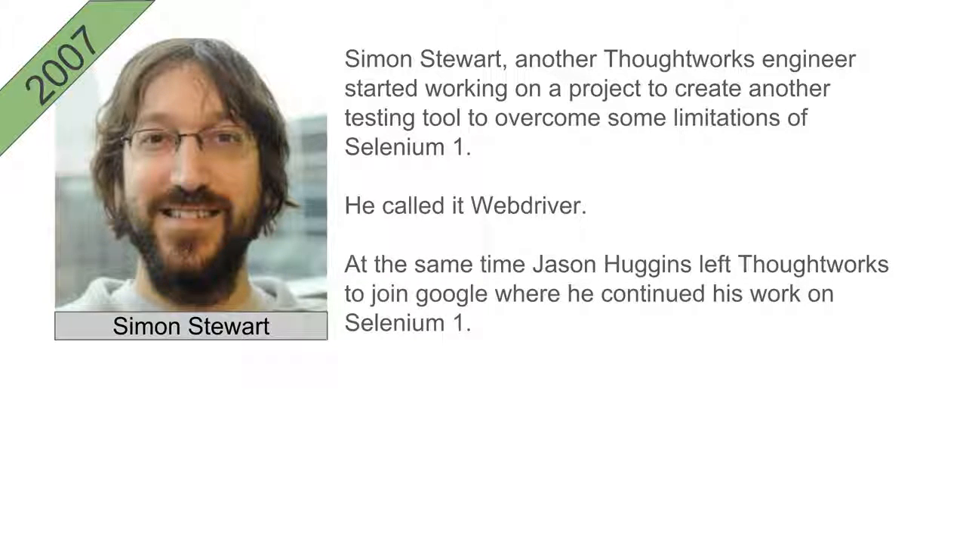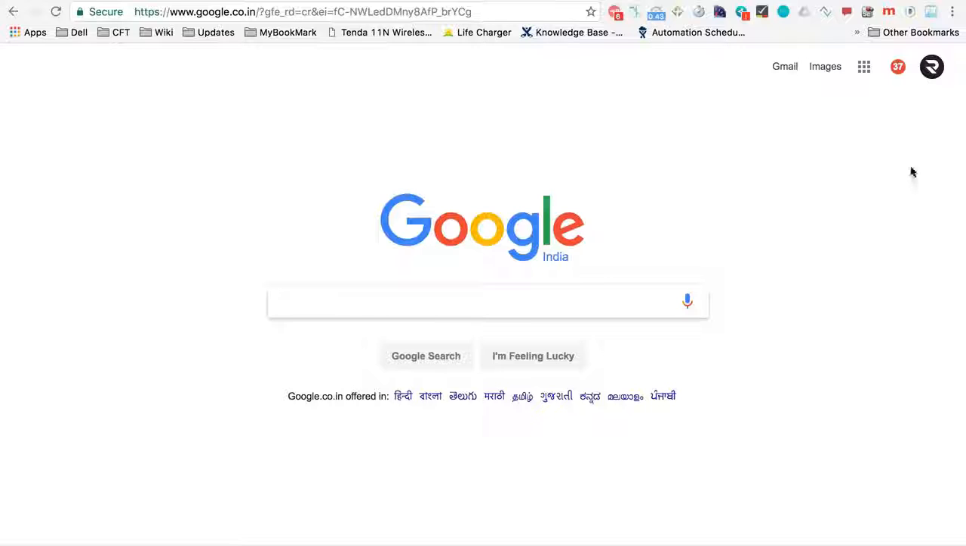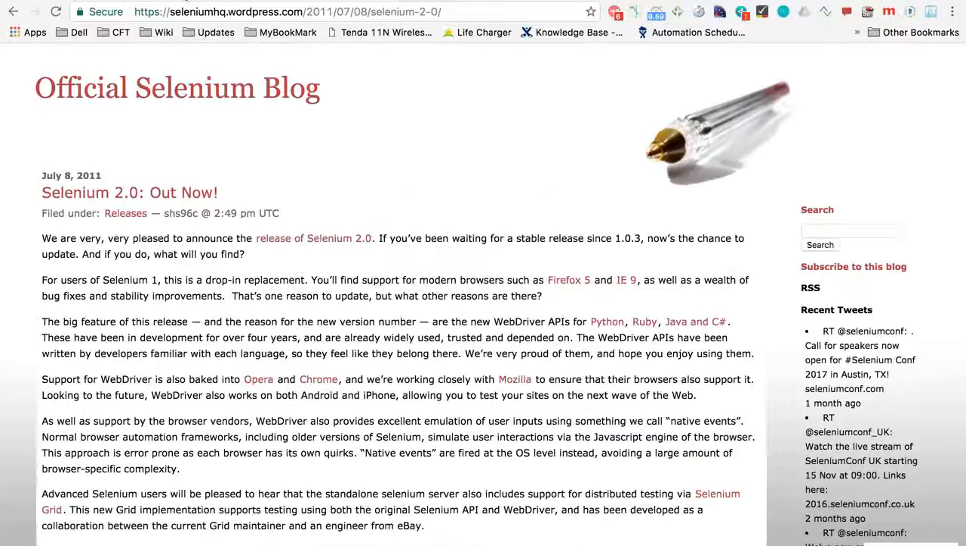And during the same time, Jason Huggins left ThoughtWorks to join Google, where he continued his work on Selenium 1. So in 2011, the two tools, Selenium 1 and WebDriver, were merged to form Selenium 2 and released in July 2011. And if you go to the official announcement blog of Selenium, you can see July 8, 2011, we have the announcement for Selenium 2.